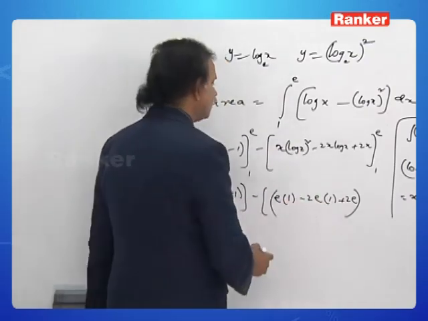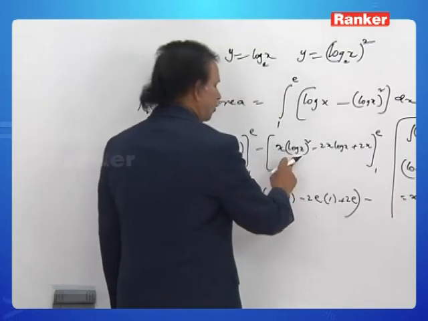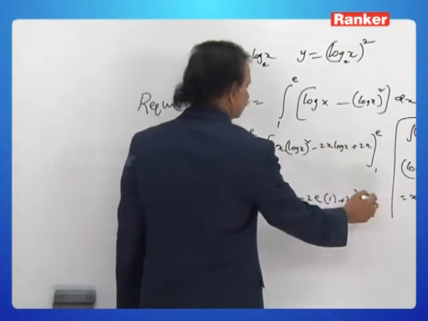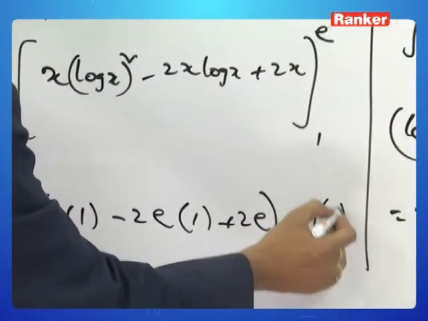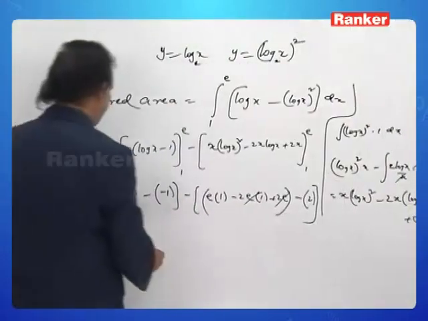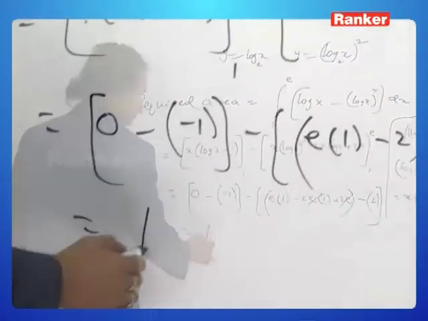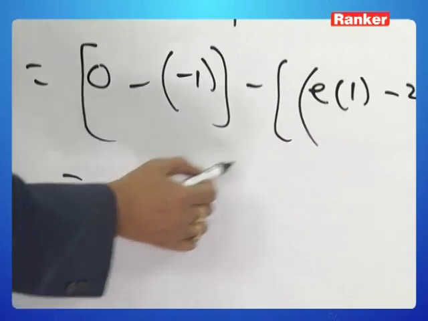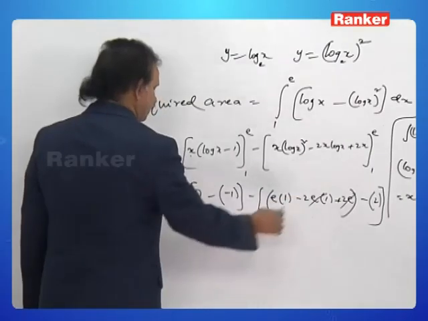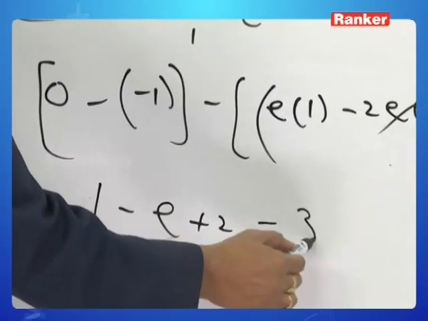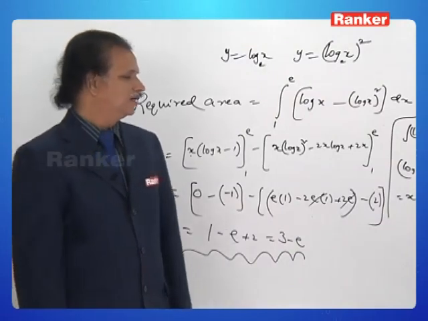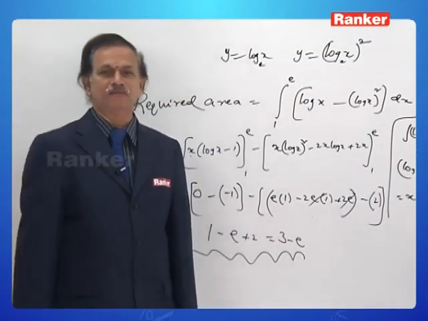Now you put 1, what happens? Log 1 is 0, 0 into anything is 0, plus 2, hence it is 2 only. Here again plus 2e and minus 2e will go away. This is equal to minus of minus 1 is 1 minus e, minus of minus plus 2. Totally it is 3 minus e. Understand it? Mind the steps. Keep them in your mind.